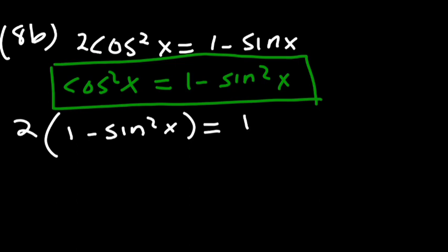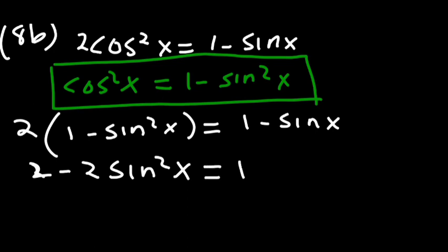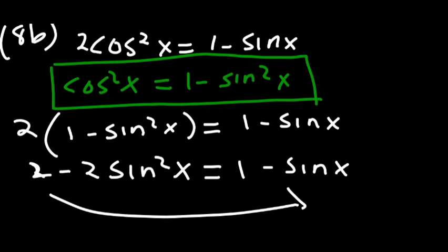So this is equal to 1 minus sine x. Then we distribute 2. 2 times 1 is 2, and 2 times negative sine x is negative 2 sine x. So we have 2 minus 2 sine x, sine squared x, is equal to 1 minus sine x. So we can bring the 2 to the other side, and also sine x to the other side. So this is going to be negative 2 sine squared x plus sine x is equal to 1 minus 2.